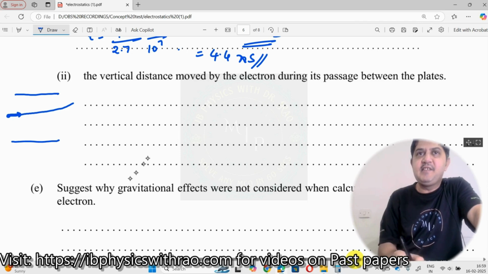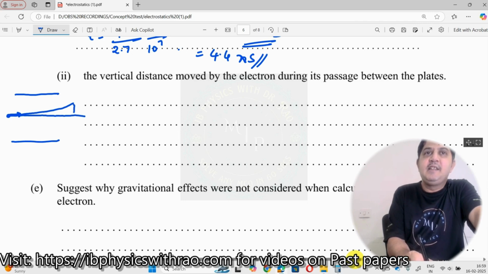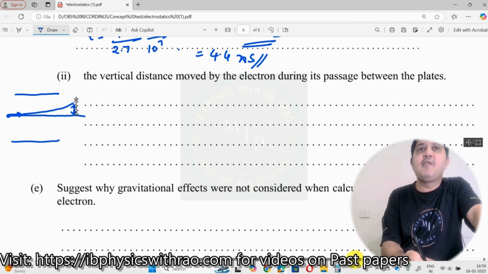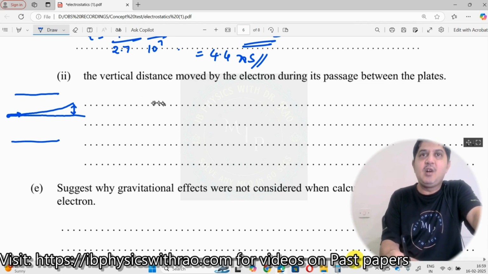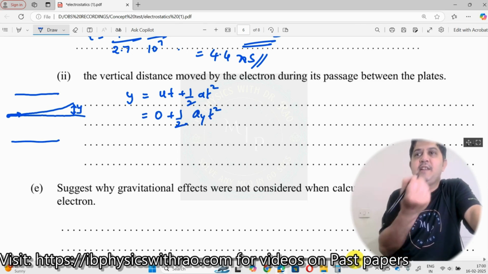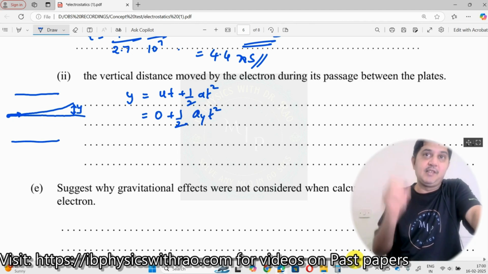But what he is asking is the vertical distance moved by the electron. Let me assume this is the baseline, and this is the vertical distance it has moved. Now, how do I find it? Why should it move? Because there is a y acceleration. Let me call this distance y. We know that the vertical distance moved is equal to ut plus half at square. What is u? u is 0. So 0 plus half into a, where a is the acceleration along the y-axis, into t square. You already know t. If you know the value of ay, you can easily do it. Now how do I get the value of ay? That's the next question.